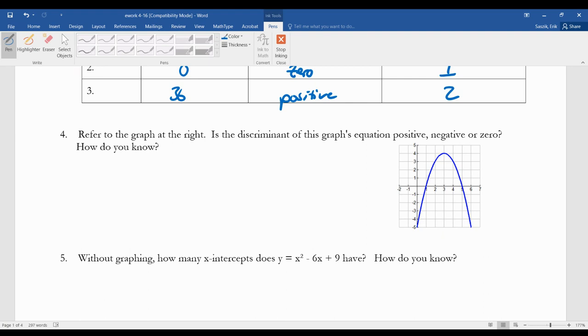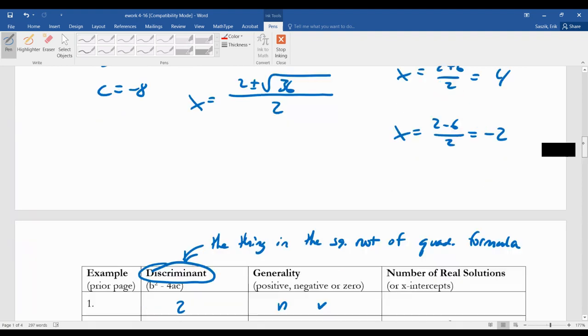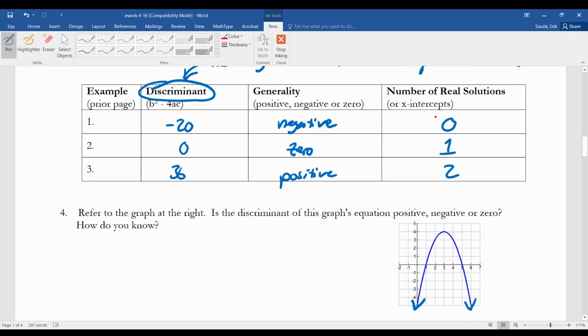So here's a graph on the right-hand side. Now, we talked about this before too, so hopefully this is refreshing some memories. This should really have arrows on the end because it really goes on forever. It says, refer to the graph on the right. Is the discriminant of this graph's equation positive, negative, or 0? How do you know? Try this yourself first. I'm hoping you can figure it out. Remember, the discriminant tells you how many solutions there are or how many x-intercepts, you see? Okay, if you have a positive discriminant, you have 2 x-intercepts. Negative, you have 0, 0, you have 1.